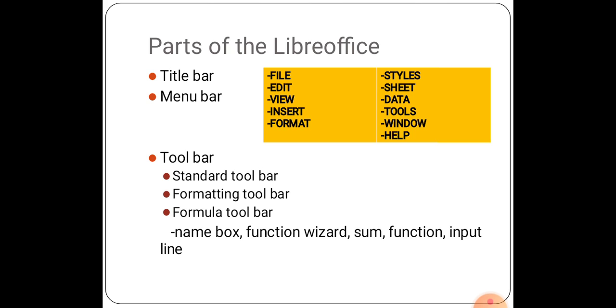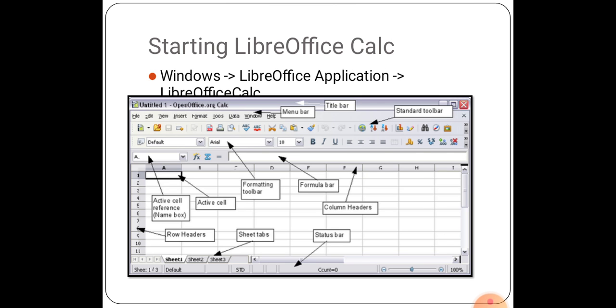The next one is Help, which will connect you to the Office main file, which will help you through the internet. Then the toolbar includes three different toolbars: standard toolbar, formatting toolbar, formula toolbar. The standard toolbar includes sorting operation, redo, undo, zoom, then all those calculations, cuttings, all those things come under the standard toolbar.